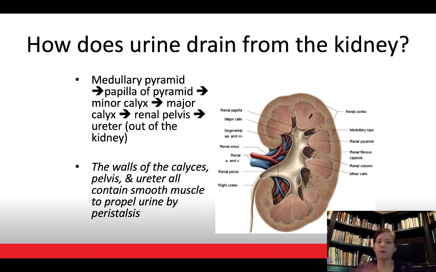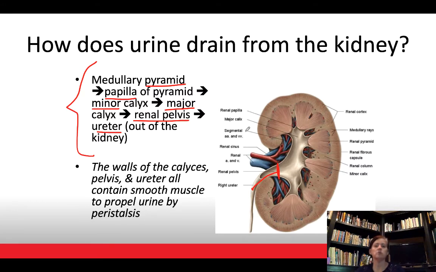So here, I've spelled it out for you again. How does urine drain from the kidney? And so you've got it in order here as we're traveling through the pyramids. It's going to drain into the papilla, or that little pointy part of the pyramid. It's then going to head into a minor calyx, then into a major calyx, and then into the renal pelvis, which is going to be here, and then eventually drain out through the ureter, heading down to the bladder.